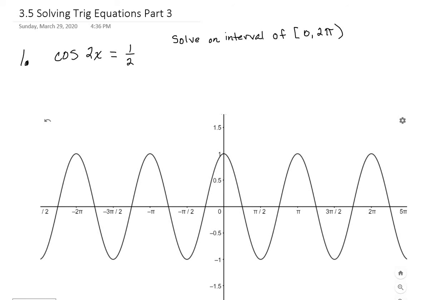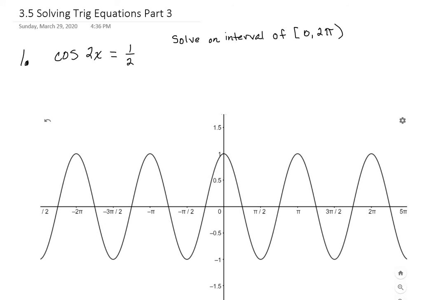Okay, we're going to be looking at solving trig equations today, and the first type of problems that we're going to be looking at are going to have an angle measure of like 2x or 3x. And these problems are going to be asking us to solve on an interval of 0 to 2 pi. And I think that the way that makes the most sense is to go back to the graph of this function, in this case it's cosine, and look at what this means graphically.